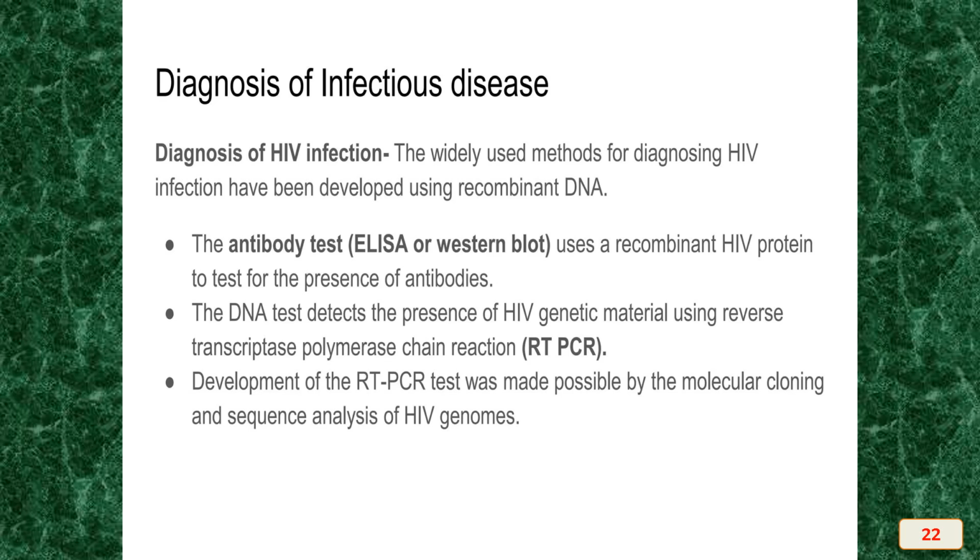Then the diagnostic aspect is also another thing. So ELISA, the antibody test, uses a recombinant HIV protein for the diagnosis of HIV, and the DNA test detects the presence of HIV genetic material using RT-PCR, or reverse transcriptase polymerase chain reaction. And development of the RT-PCR test was made possible by the molecular cloning and sequence analysis of the HIV genome.